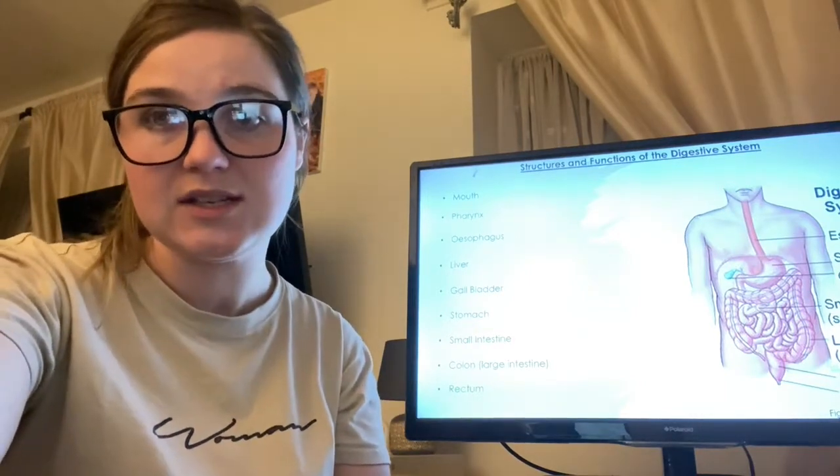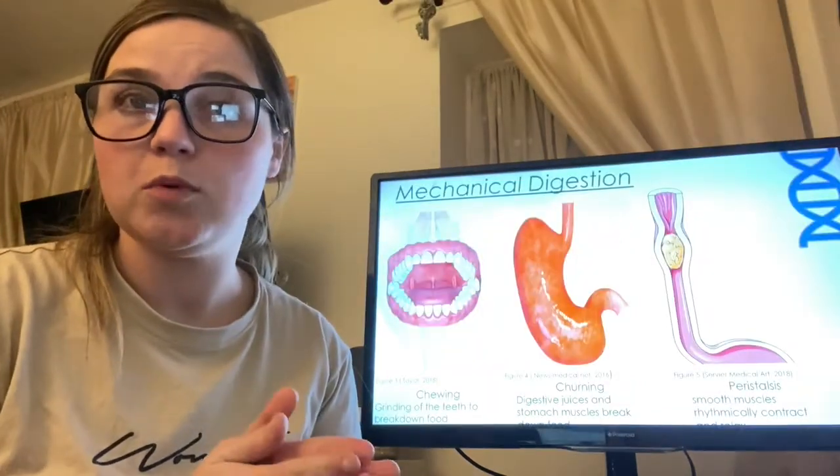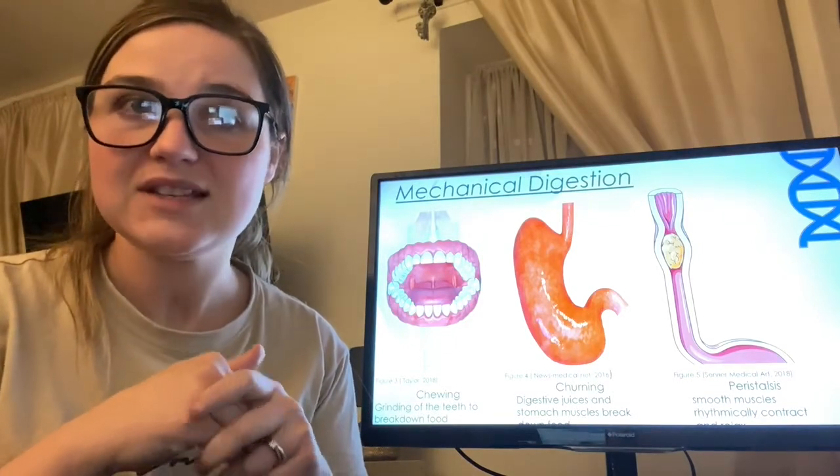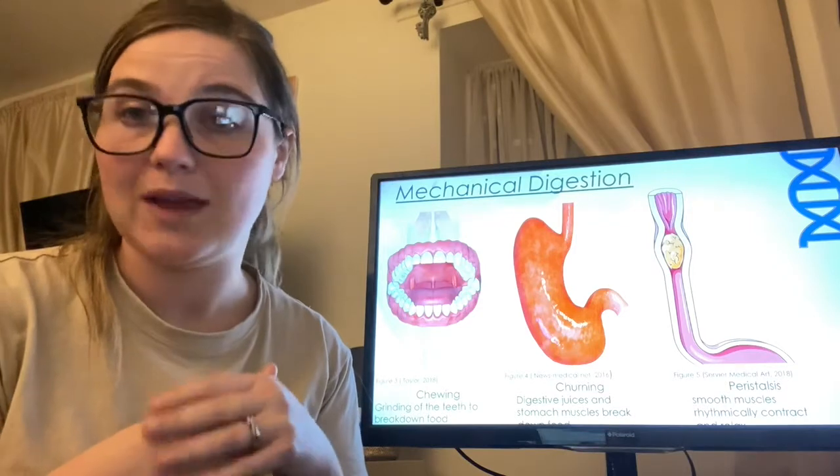Bodies don't have the ability to absorb or use large food molecules. They have to be broken down into smaller and more manageable pieces. And this is carried out through a combined process of mechanical and chemical digestion.